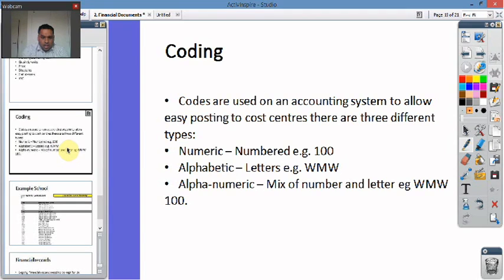Coding. Accounting systems now use codes to make posting easier. You can have a numbered code, for example, a code of 100. You can have a lettered code. This is the lettered code that we used to use in Next, which stands for women's wear. Then there's an alphanumeric code, a mixture of numbers and letters. So women's wear item 100, for example, is an alphanumeric code.